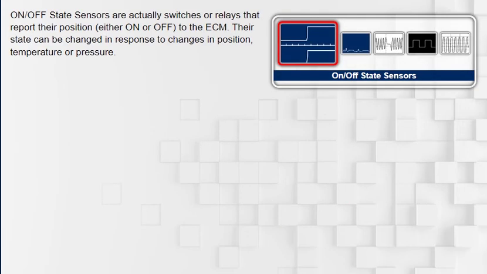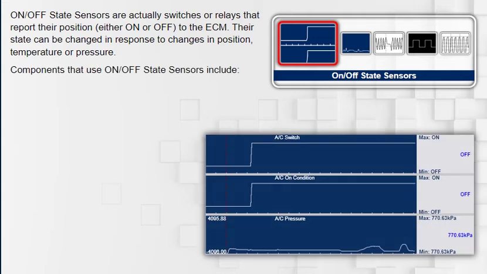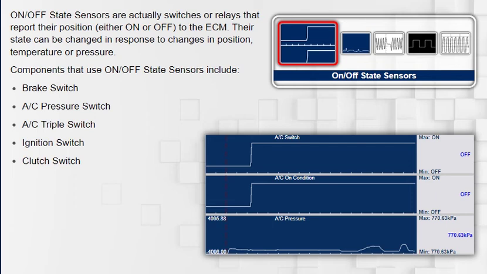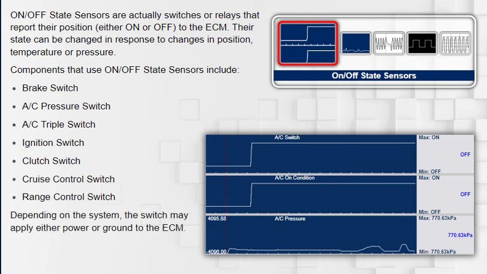On-off state sensors are actually switches or relays that report their position as either on or off to the ECM. Their state can be changed in response to changes in position, temperature, or pressure. Components that use on-off state sensors include brake switch, AC pressure switch, AC triple switch, ignition switch, clutch switch, cruise control switch, and range control switch. Depending on the system, the switch may apply either power or ground to the ECM.